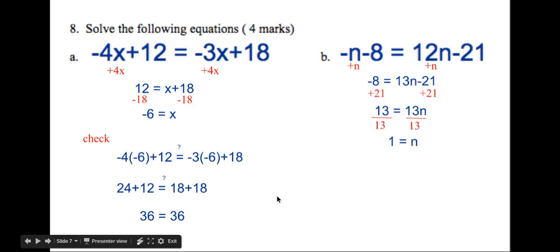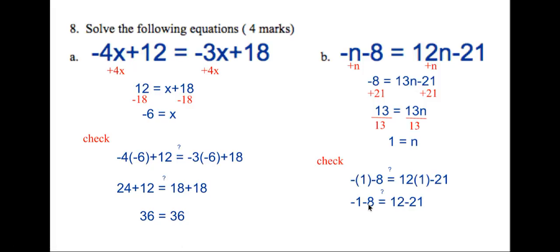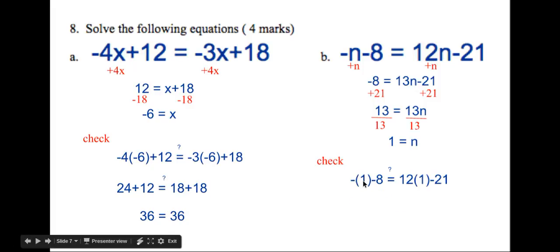So we're going to do a quick check to see if we're right. So I'm just going to replace the n with 1. So I have negative 1 minus 8. The two signs are the same, so I'm going to add and keep the sign. That's going to give us negative 9. On this side, it's 12 times 1, which is 12, minus 21. So we're going to get negative 1 minus 8 is equal to 12 minus 21. All right, same sign. So I'm going to add and keep the sign, so that's going to be negative 9.